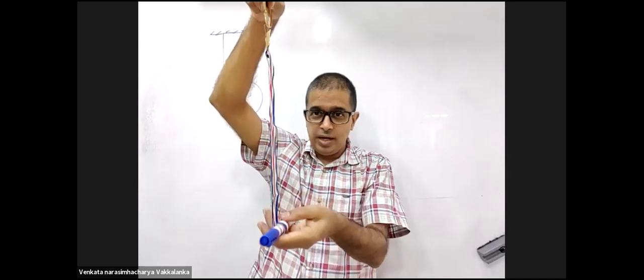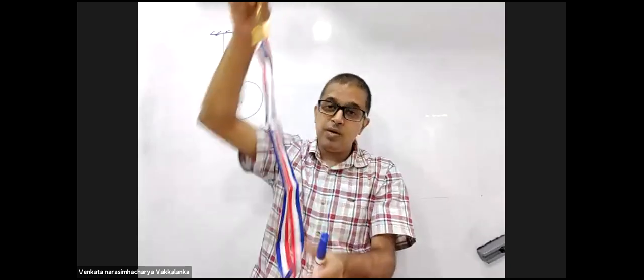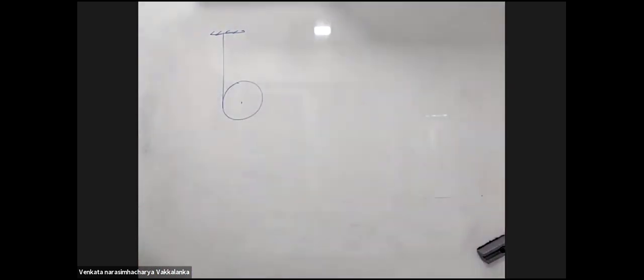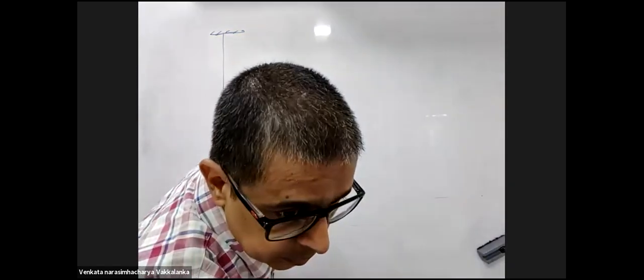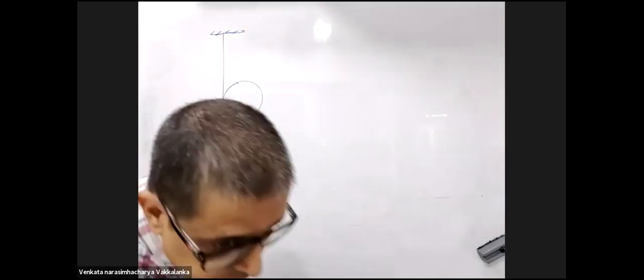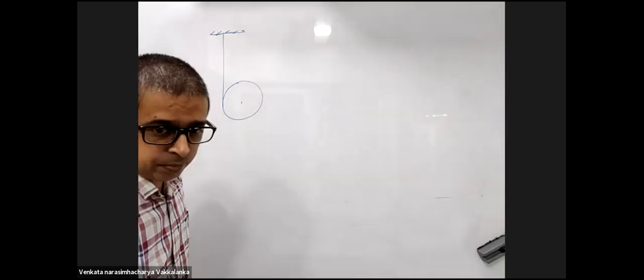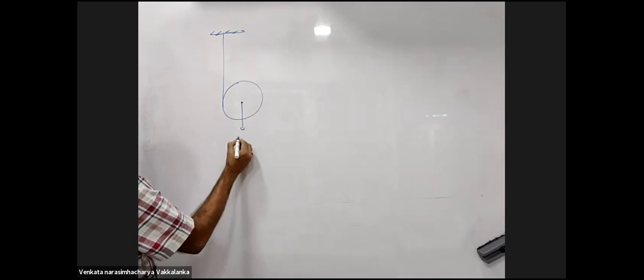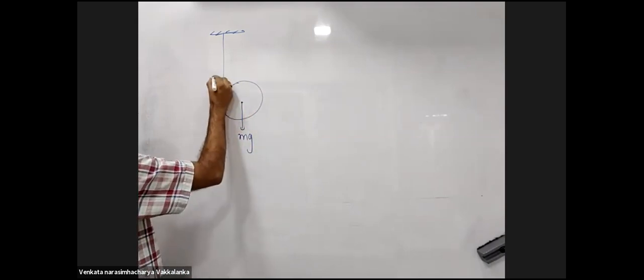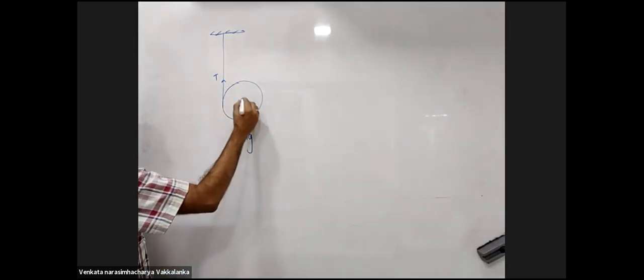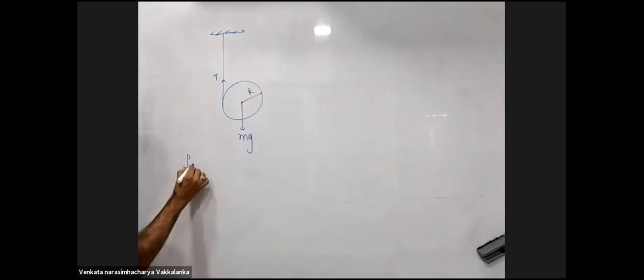This cylinder is going down and there is no slipping between the string and the cylinder. Generally, the language used is friction is sufficient to prevent slipping. This is mg. This will be T. Find the linear and angular acceleration of the solid cylinder.